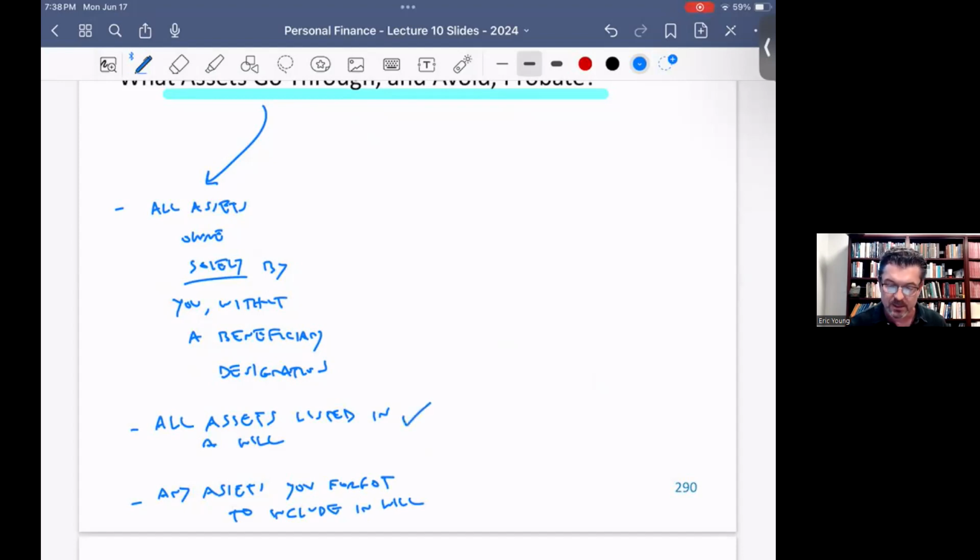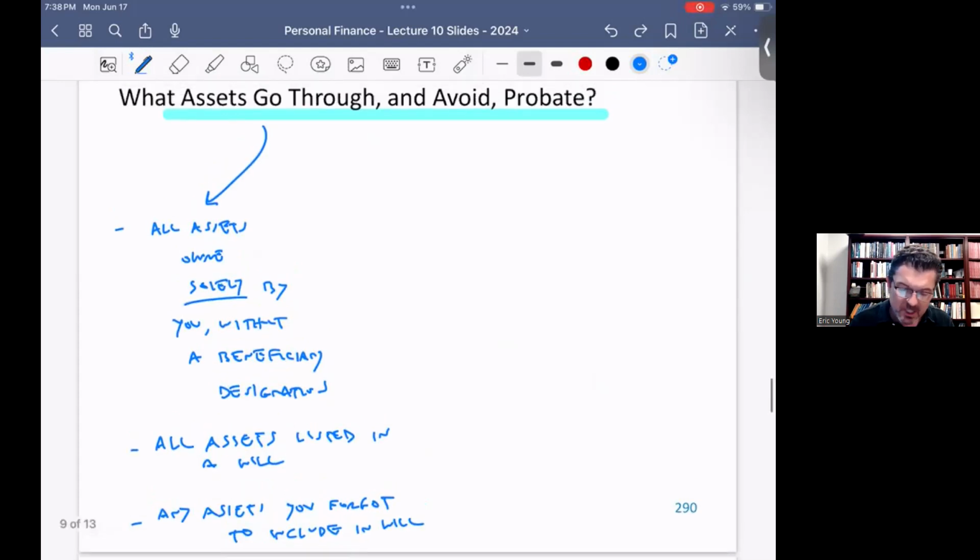It's going through probate. But let's say that after you write your will, you go and you buy a new car. If you forget to add that new car into your will by amending your will, in other words, if you acquire assets after you write your will that somehow are not covered in your will, those are still going to go through probate. Okay. So probably the best way to answer the question of what goes through probate is to ask what assets avoid probate. And we already know the answer.